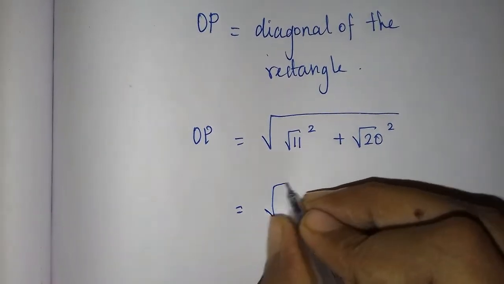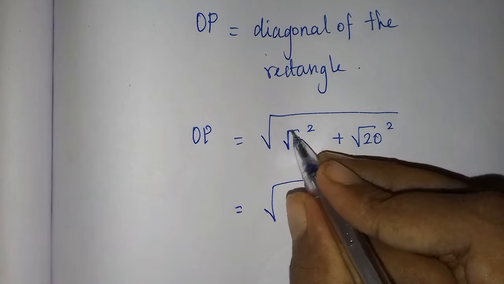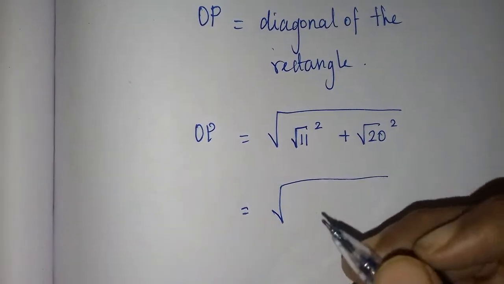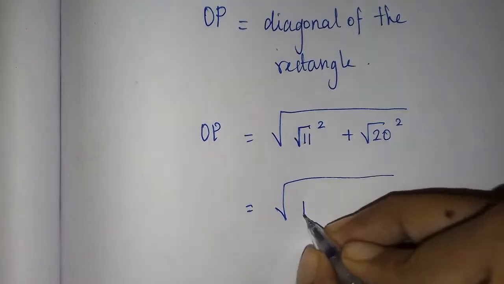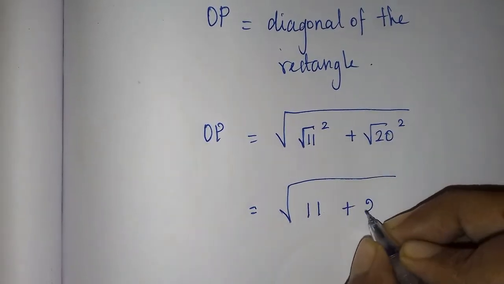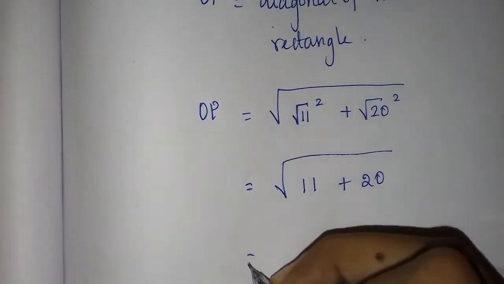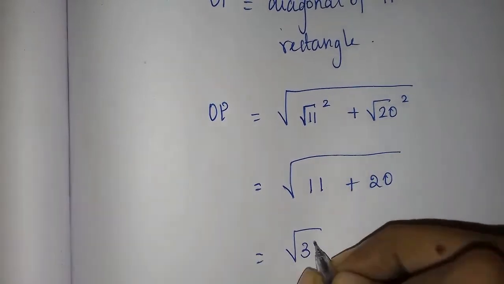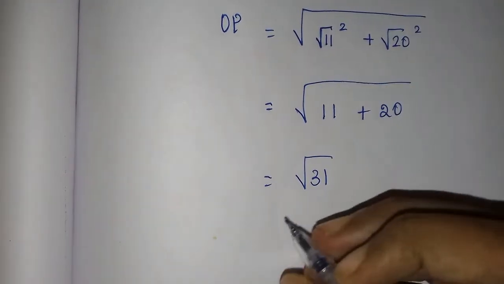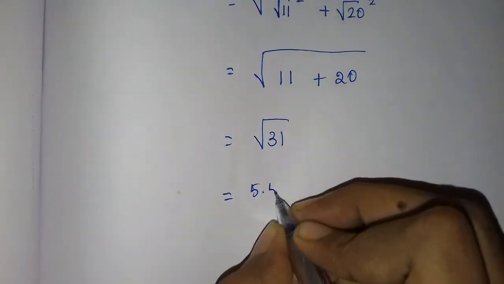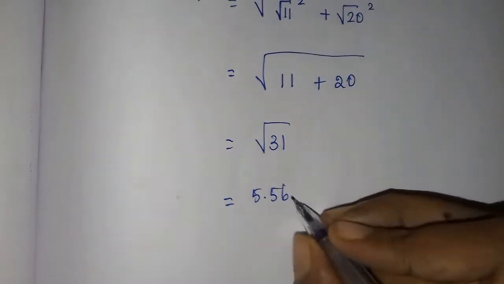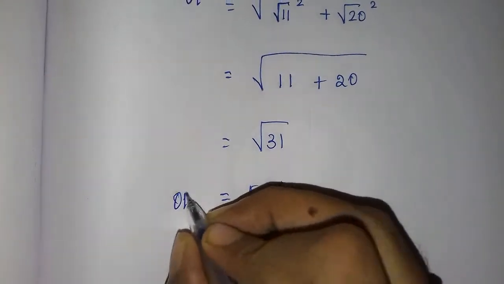That is equal to root of root 11 the whole square, means what will you do? Root and the square get cancelled. So what will you get? 11 plus, here also similarly, you will get 20. So that is equal to root 31. Now we have to take the root of 31. Root 31 is 5.56 meter. That is the distance between O and P.